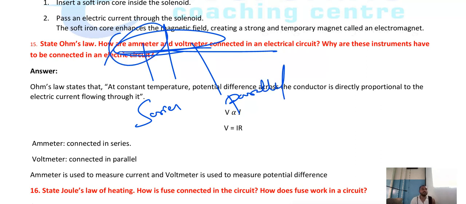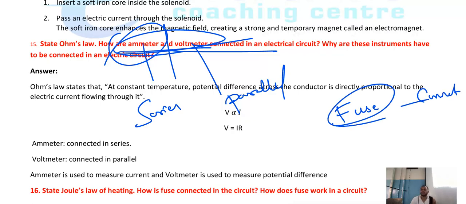Ammeter is a device which is used to measure the current. Voltmeter is a device which is used to measure the potential difference. Understood? Ammeter measures the current. Voltmeter measures the potential difference. Ammeter is connected in series. Voltmeter is connected in parallel. One more question they can ask you. What is a fuse and how do you connect it in a circuit?